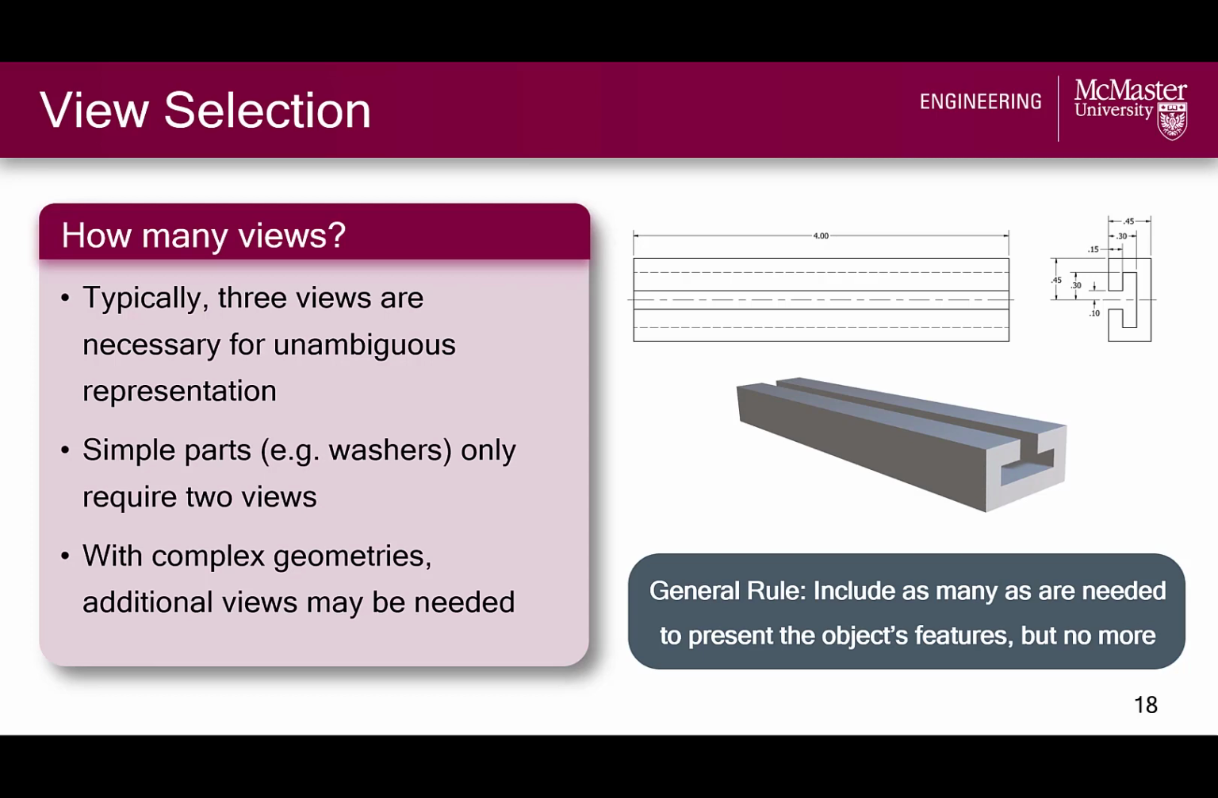Overall, the general rule is to include as many views as are needed to present the object's features, but no more. We want to ensure that the true measurements needed to define all features can be seen in at least one of the views, and that we've provided enough views so that it is impossible for the geometry of any feature to be misinterpreted as another type of geometry.